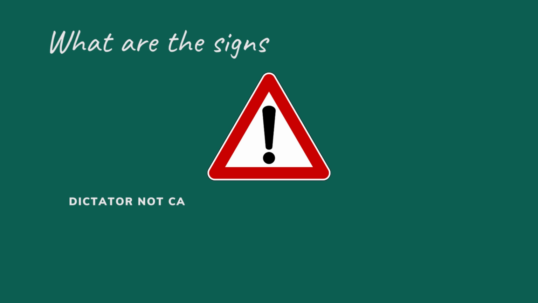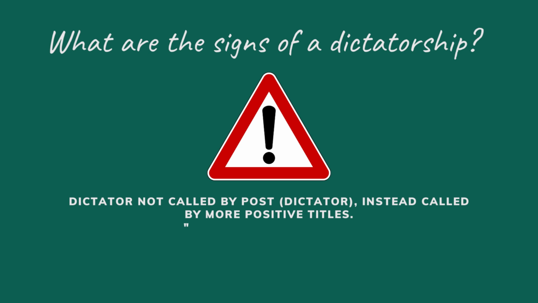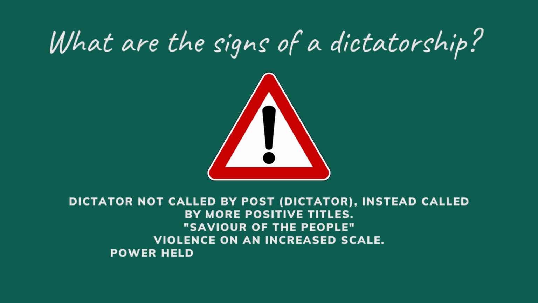Now, what are the signs of a dictatorship? The notable signs of a dictator or a dictatorship are the dictator is not called by their post, that is, a dictator, but called by other, more positive titles. Examples include Kim Jong Un, who you may have heard from North Korea. He's called a glorious leader.